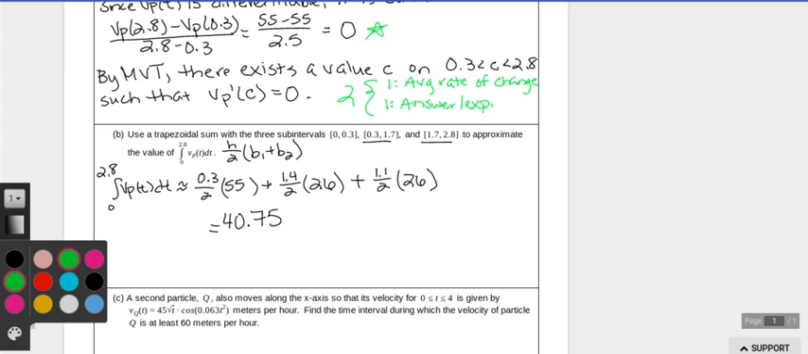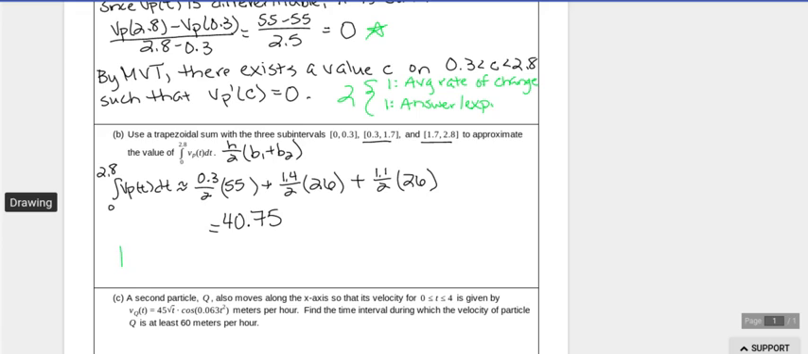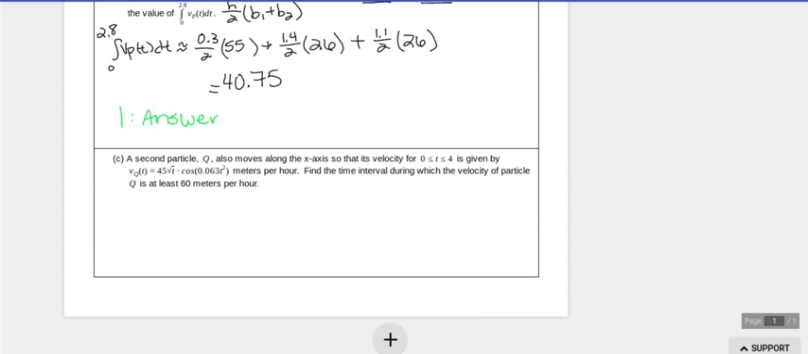And this one was just worth 1 point for your answer. So show your work with your trapezoids a little bit better than I did probably, and get to the final answer. And again, this is a calculator question, so you can just put that right in.